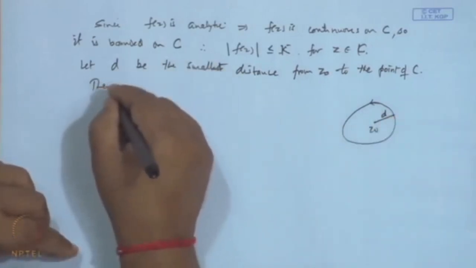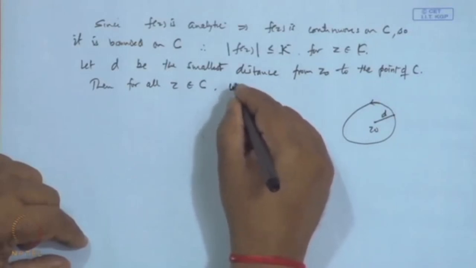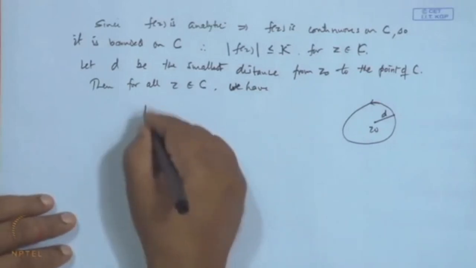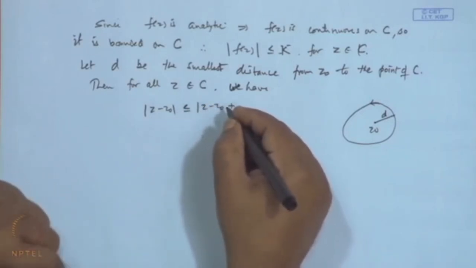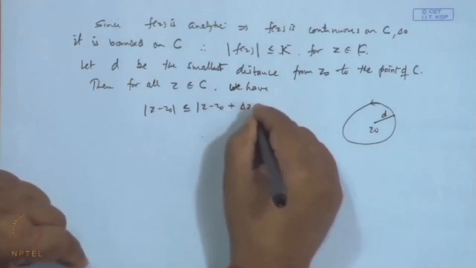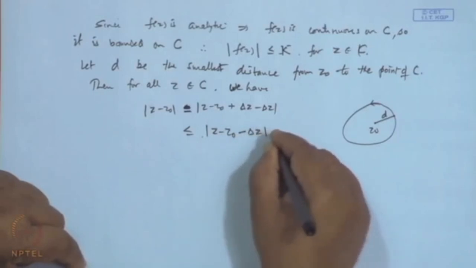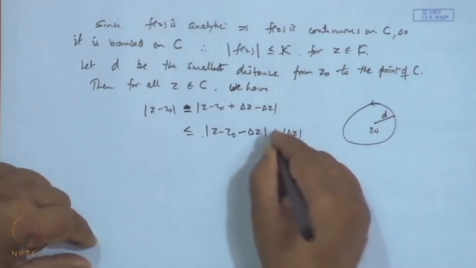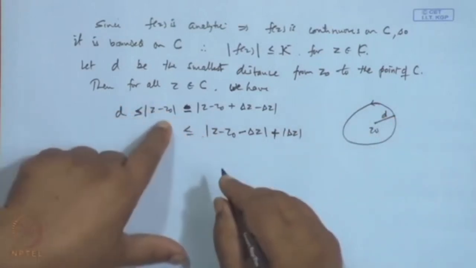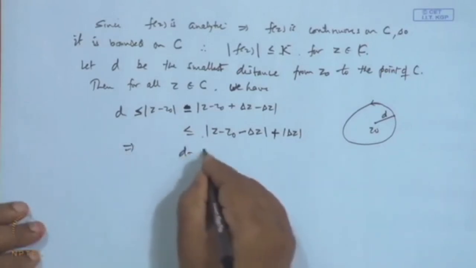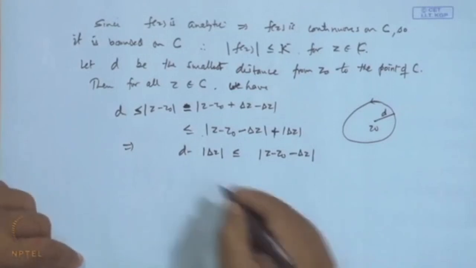Then for all z belonging to C, we have mod (z minus z naught) is less than or equal to mod (z minus z naught minus delta z) plus delta z, written as z minus z naught minus delta z plus delta z, and which is less than or equal to mod (z minus z naught minus delta z) plus mod delta z. But z is an arbitrary point and d is the smallest distance, so mod (z minus z naught) is greater than or equal to d. So, from here we get d minus mod delta z is less than or equal to mod (z minus z naught minus delta z).